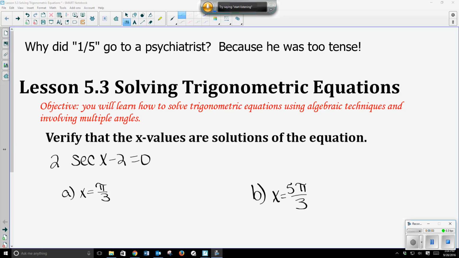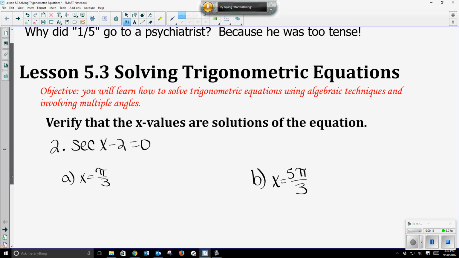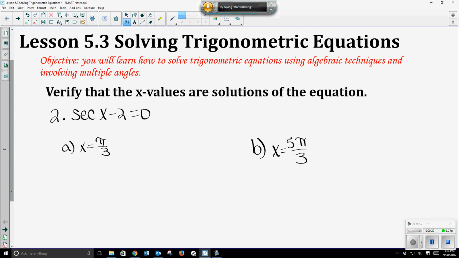5.3, solving trigonometric equations. We're first going to verify that an x value works for a particular equation. Number 2, secant of x minus 2 equals 0. We'll plug in pi over 3 for x and see if that's true. So that would be, solve it for secant of pi over 3.